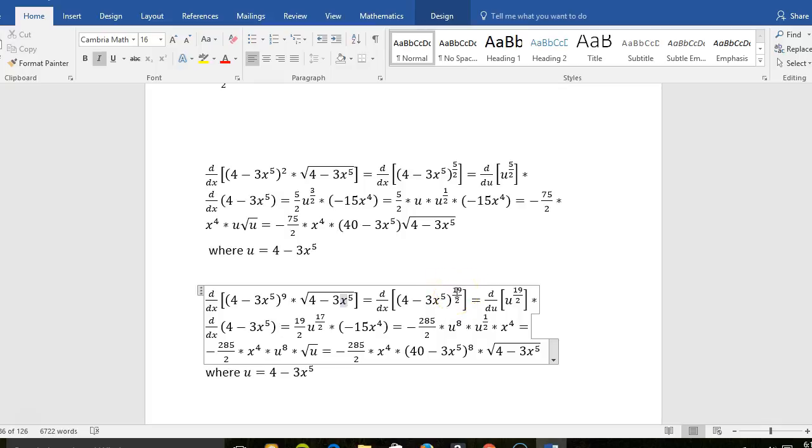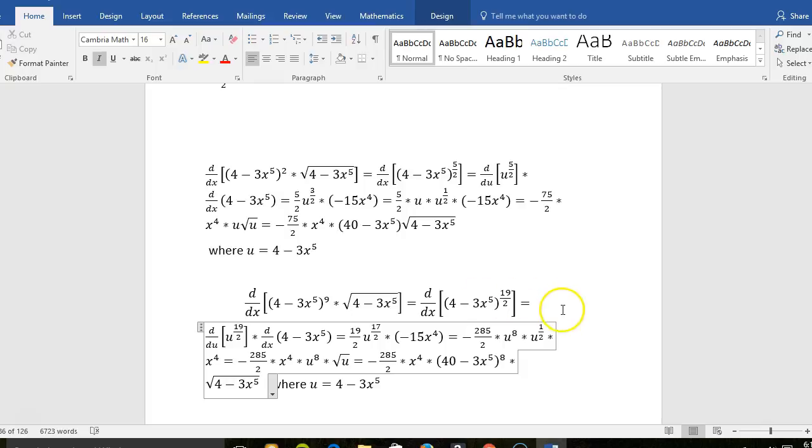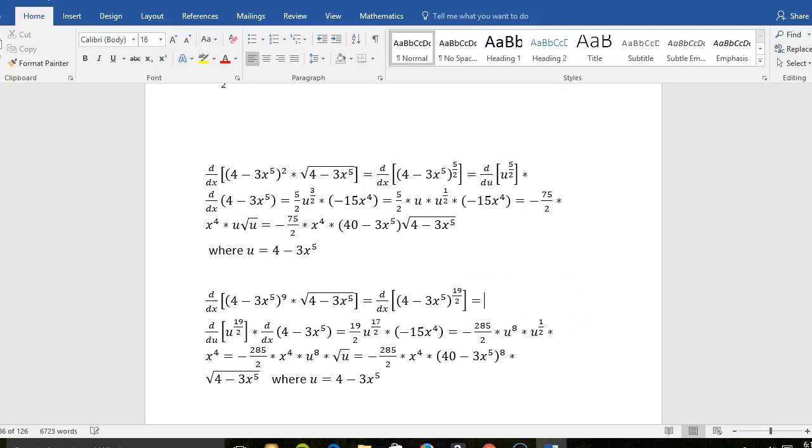And then you just execute the derivative using the chain rule. And again, that's kind of messy, so let me scoot this down here. Correct, but badly spaced. So let me just do that. Now, remember by the chain rule, you replace 4 minus 3x to the fifth with u. So you do d by du of u to the 19 halves times d by dx of the interior, 4 minus 3x to the fifth.